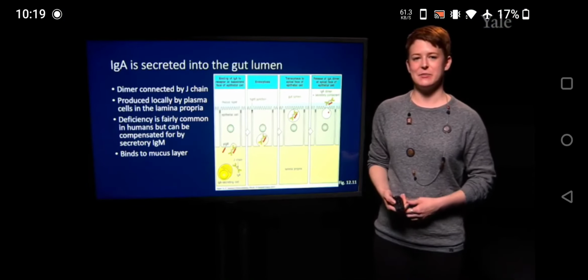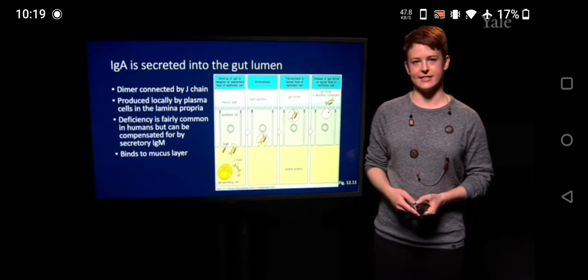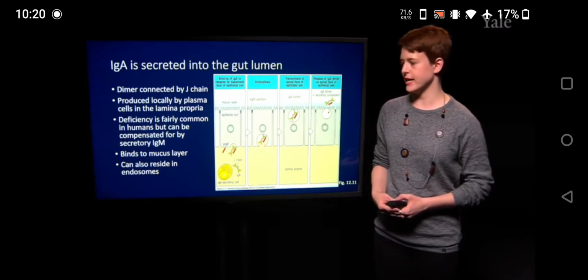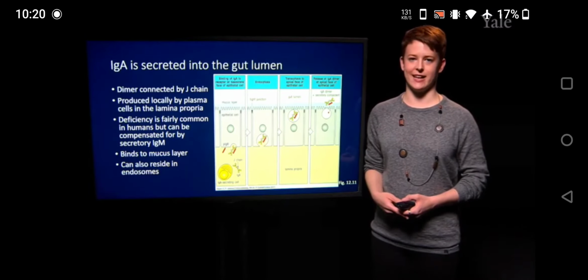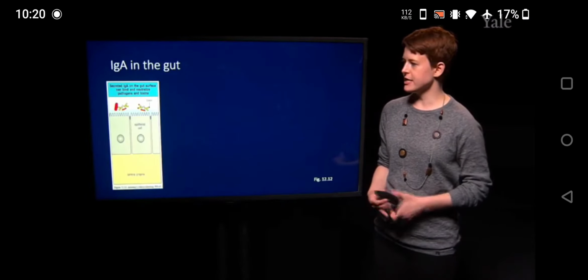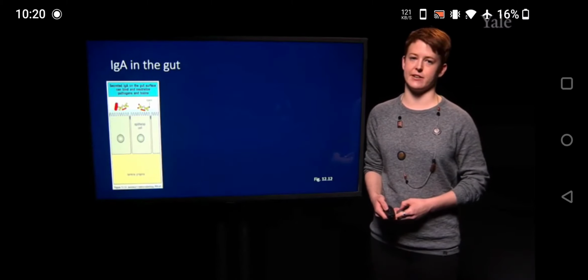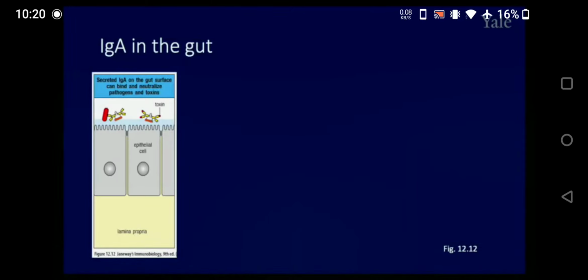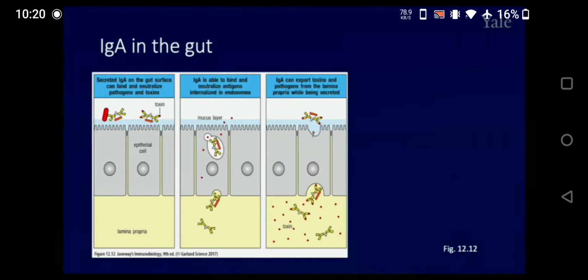So IgA can also bind to the layer of mucus and bind toxins and microbes there. And it can reside in endosomes as well, so when cells take up particles from the gut lumen, the IgA can be within that endosome. So as I mentioned, IgA in the gut can bind to the surface of the mucus and bind to toxins or microbes, preventing them from getting closer and in contact with the epithelial cells. IgA is also able to bind and neutralize antigens in endosomes, as I mentioned.